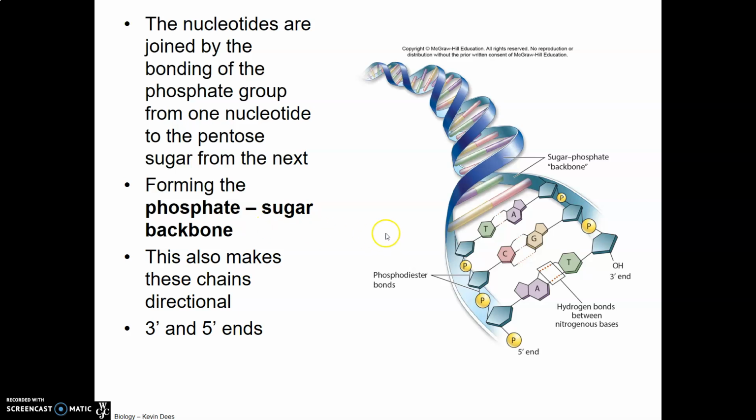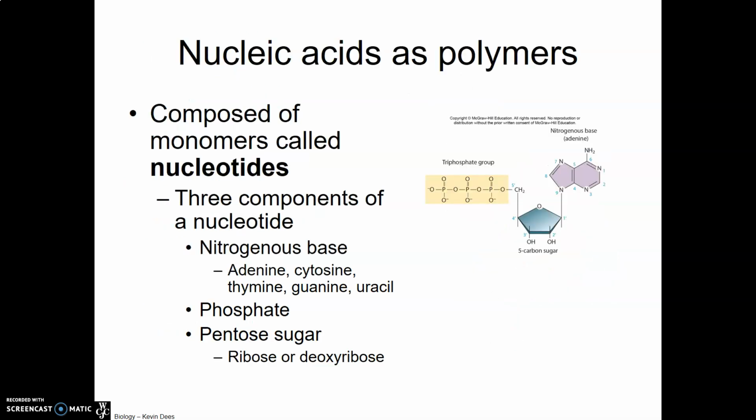Now, the phosphate sugar backbone is going to be formed by what are called phosphodiester bonds. So if we look at this graphically, here's our phosphate from one nucleotide, and it's going to be joined to the number 5 carbon of an adjacent nucleotide. And what this does is it gives our chain of nucleotides direction, because one end of the chain is going to have an open 5' carbon, and the other end of the chain is going to have an open 3' carbon.